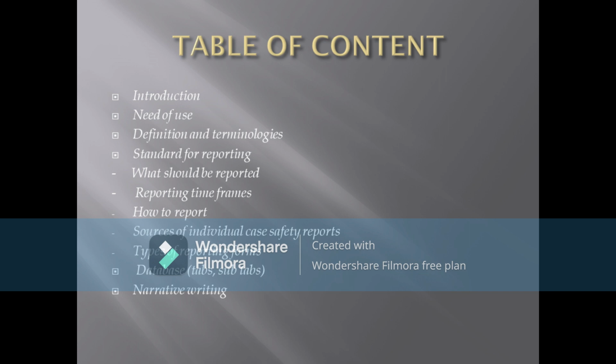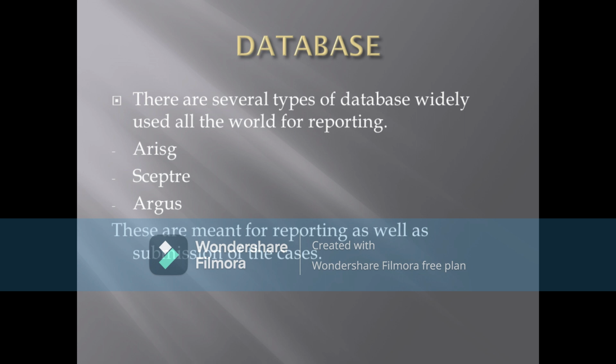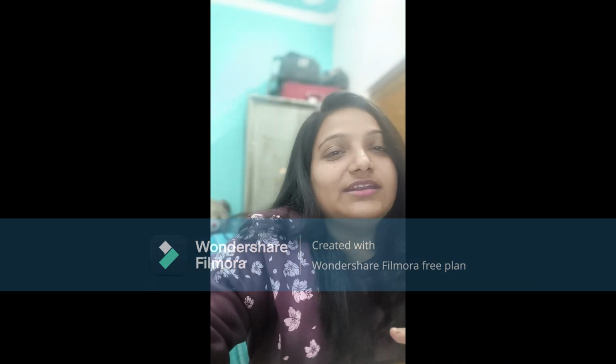So let's begin. There are several types of database which have been widely used all across the globe. So we have RSG, we have Argus, we have Scepter. Scepter has not been used continuously for some years. The people have basically been sticking to RSG and Argus. So these are the two major databases that most companies use, whichever company you have joined or are currently working in, you must be using either of these two databases, that is RSG and Argus.